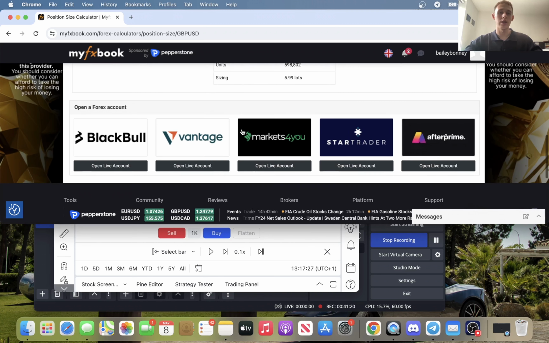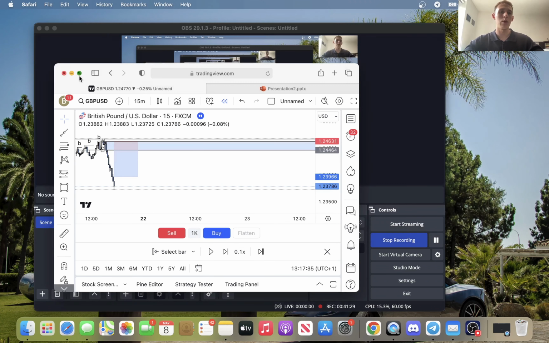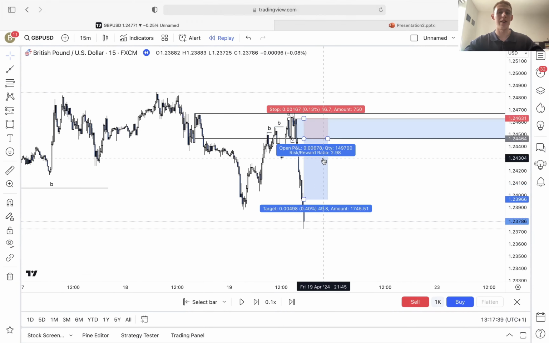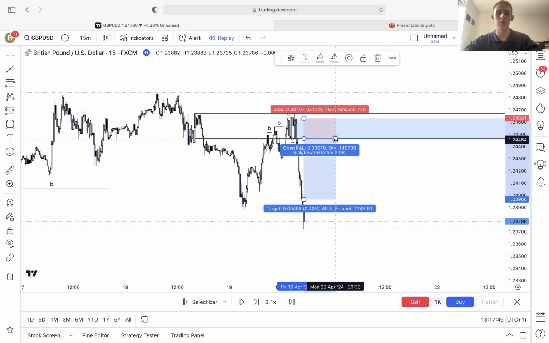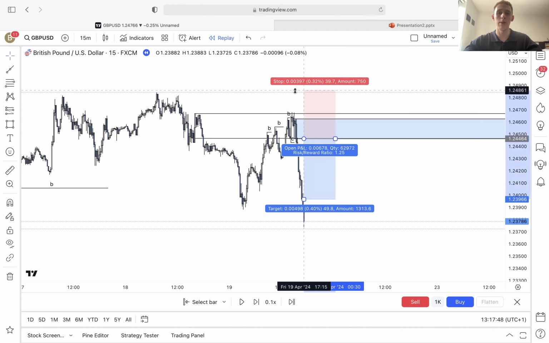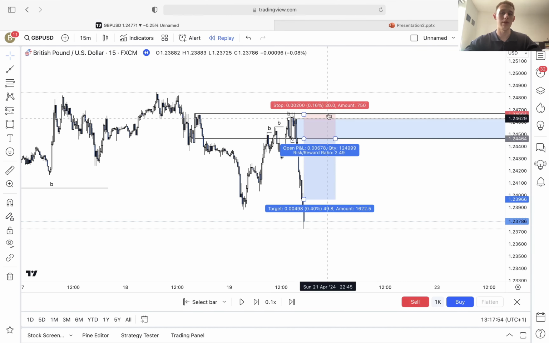Ignore the units. The size that we want is 5.99 lots, and that is the lot size that we put into TradingView, and that will give the correct lot size for a 1% risk on this trade. And like I mentioned, this would vary trade to trade depending on the stop loss size, because you're not always going to have a 16.7 pip stop. If it was 30, for example, we would just put 30 into the lot size calculator instead. Likewise with any other value.